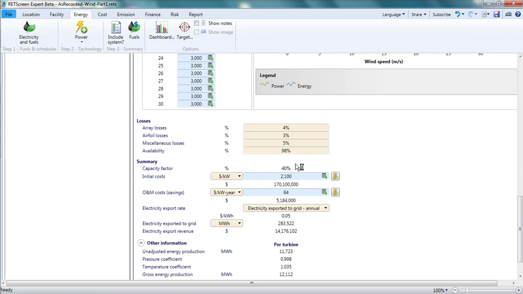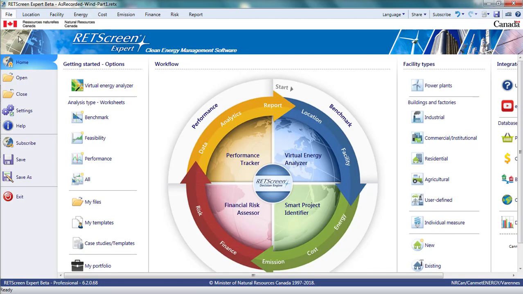Having refined the inputs to the energy model, I now find a capacity factor of 40%, very close to the value proposed by the Virtual Energy Analyzer and used in the previous part of this video. In the next part of this video, I'll take a closer look at specifying wind farm costs.